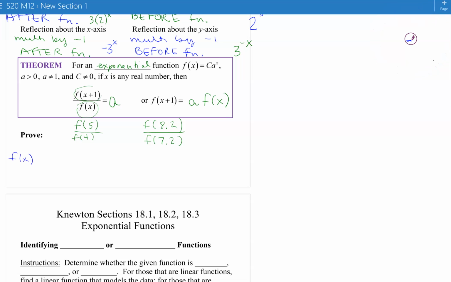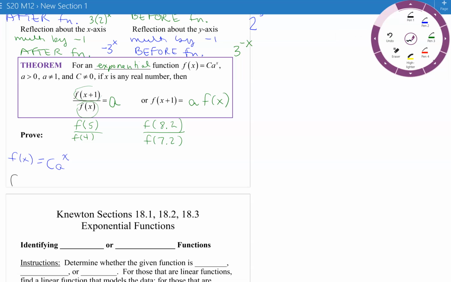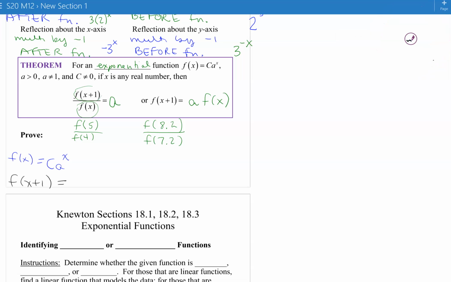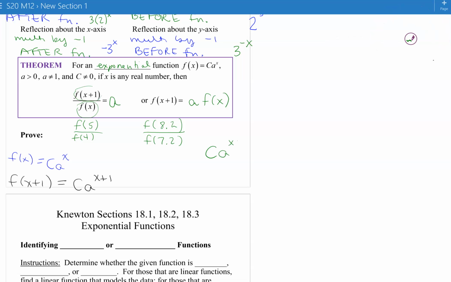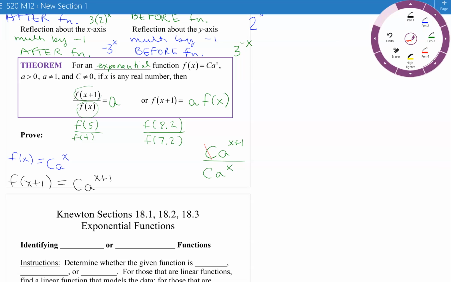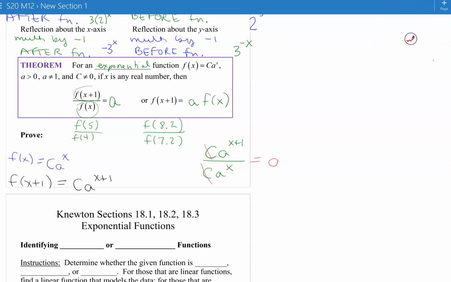So if f of x is c a to the x, then we know that f of x plus 1 says everywhere you see an x, put an x plus 1. So then let's do this quotient where it says f of x plus 1 over f of x. And we can see that the letter c is going to cancel. And then when the exponents are arranged this way, I subtract them. And sure enough, I get a, no matter what a is.